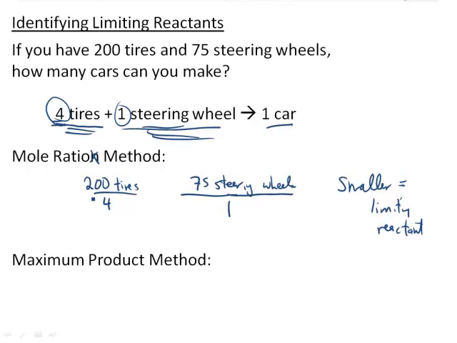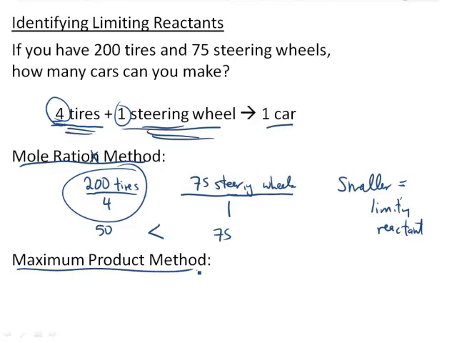And so what happens here, this comes out to 50. That comes out to 75. That's smaller. So tires are the limiting reactant. Tires are going to limit how much you can make. And then you go on and do your stoichiometry calculations from that. That's one method. The other method is the maximum product method.